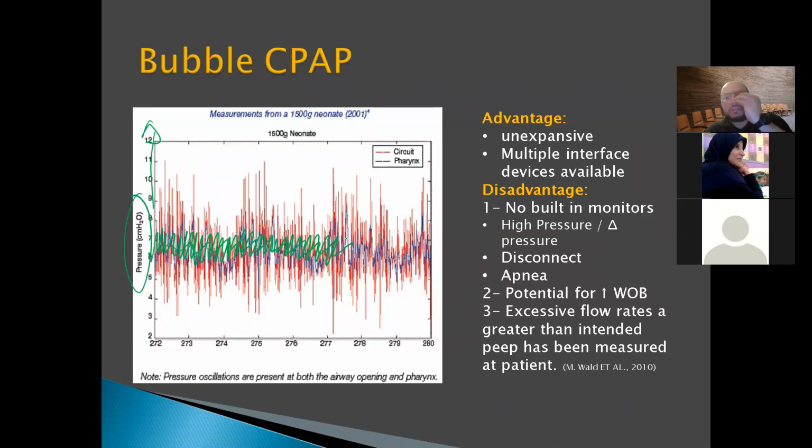Because once it's off, the only way to know is if the baby starts to desat or has apnea, then you know there's something wrong. You look at the baby and come and see. And sometimes there's potential for increased work of breathing. That's why you need to be careful.